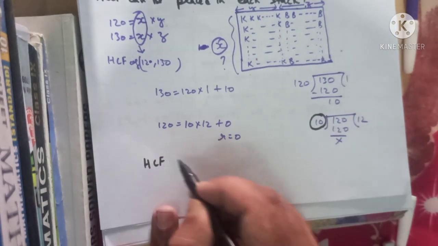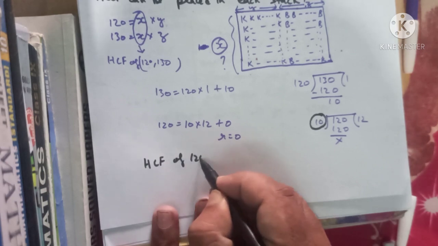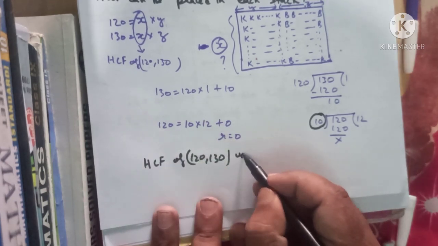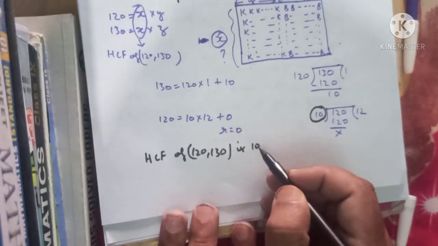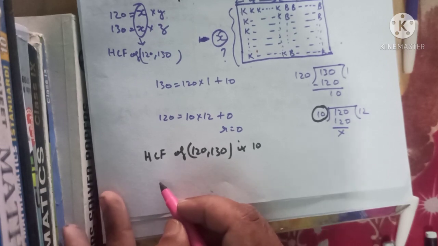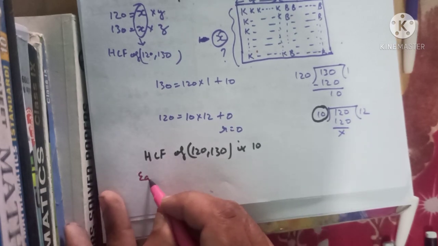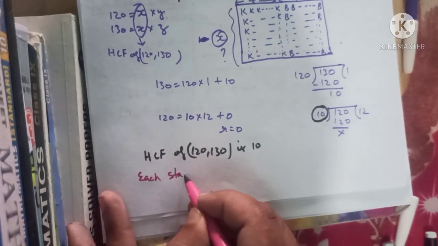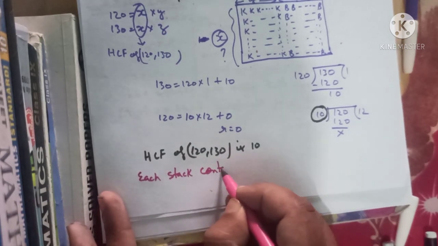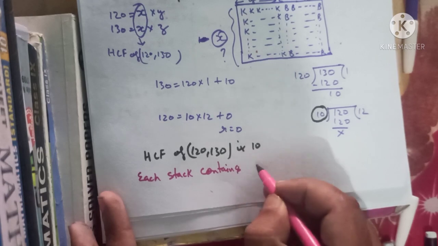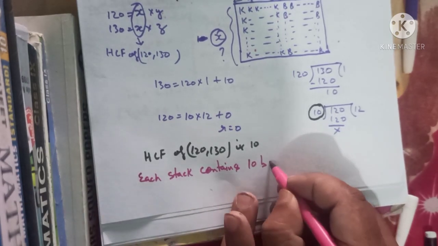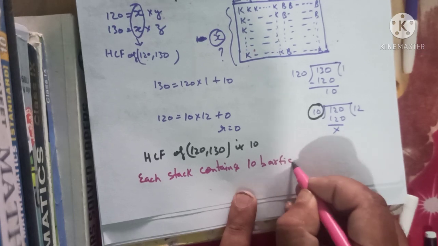So the HCF of 120 and 130 is 10. With this we can say that each stack of barfi contains 10 pieces, or each stack contains 10 barfis. Hope you have understood.